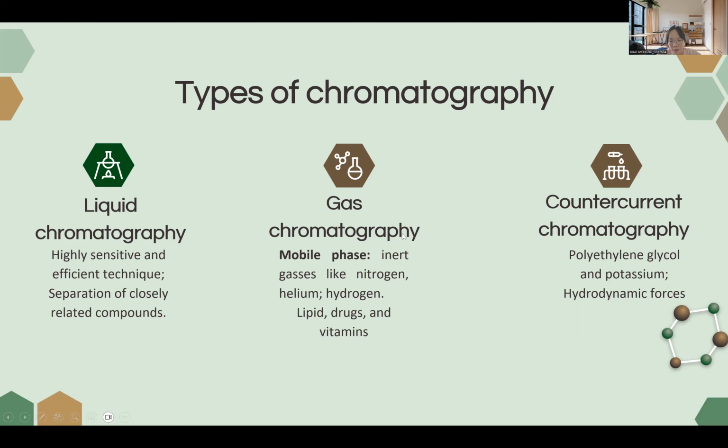In gas chromatography, inert gases like nitrogen, helium, or argon, or low-mass gases such as hydrogen, are used as the mobile phase to separate volatile compounds or substances that can become volatile after derivatization. GC estimates lipids, drugs, and vitamins. Then there is countercurrent chromatography.